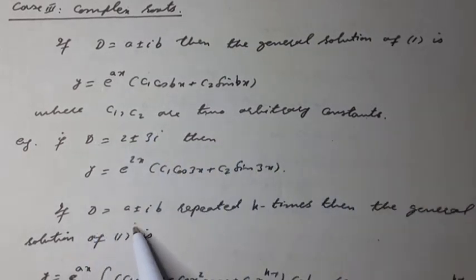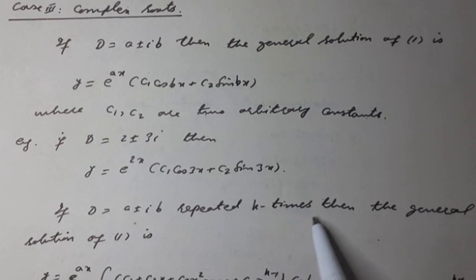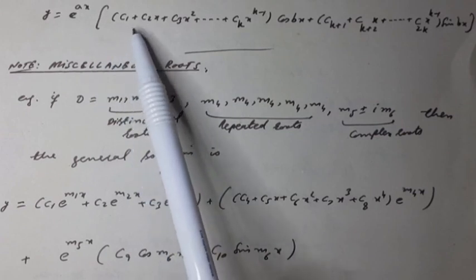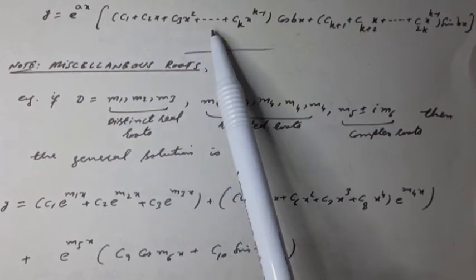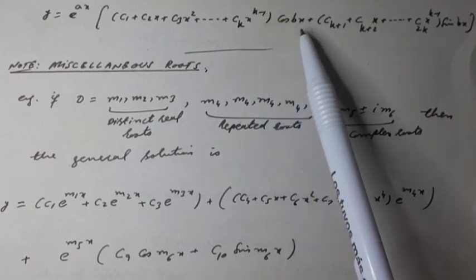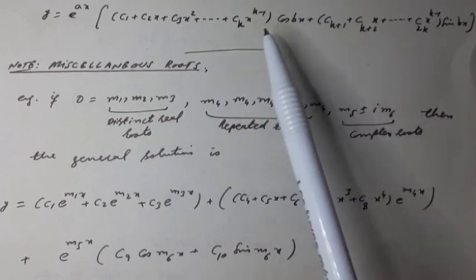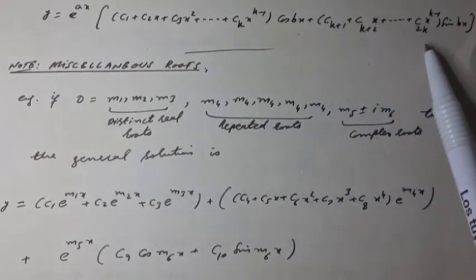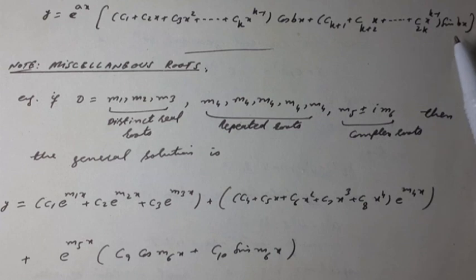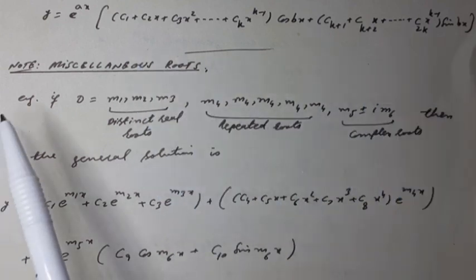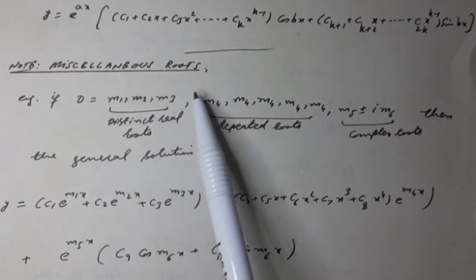If D = a ± ib is repeated k times, then the general solution of equation 1 is y = e^(ax) [(c1 + c2 x + c3 x² + ... + ck x^(k-1)) cos bx + (c(k+1) + c(k+2) x + ... + c(2k) x^(k-1)) sin bx]. Note it and remember.